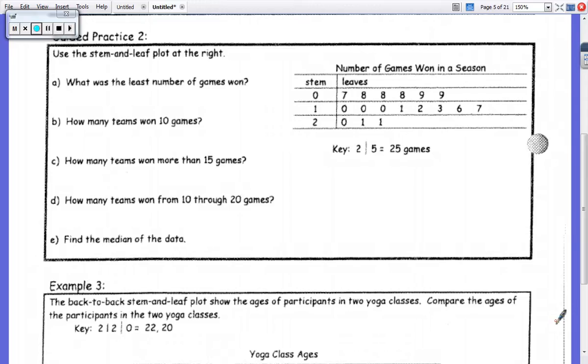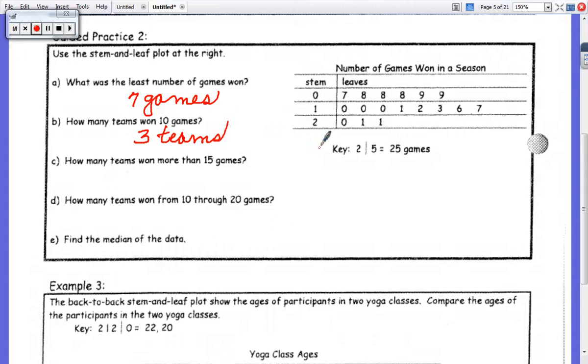Use the stem and leaf plot at the right. Okay, now we're going to be interpreting the number of games won in a season. What was the least number of games won? 7 games. Remember, these are word problems. They need word answers. How many teams won 10 games? 1, 2, 3. 3 teams won 10 games.